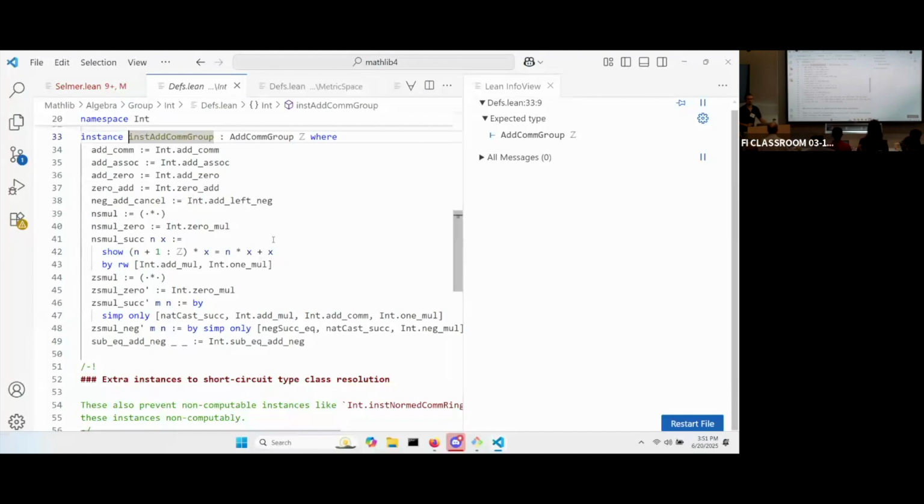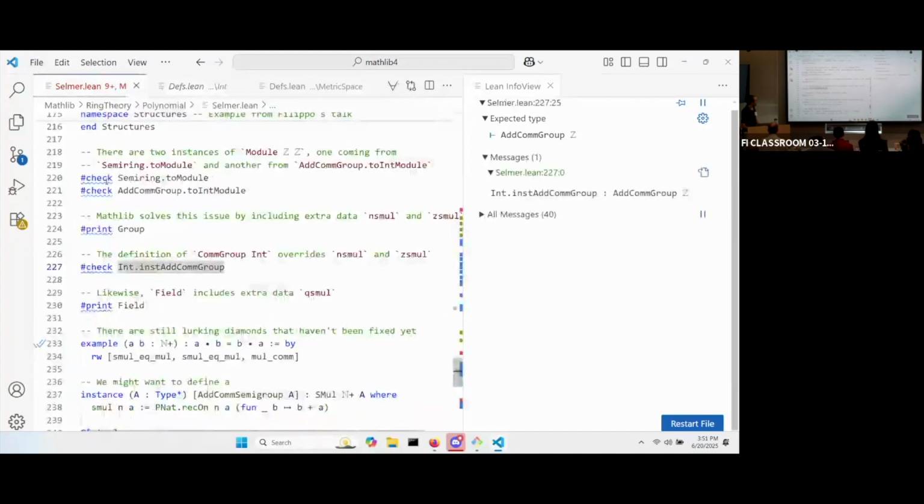So does that mean each time you discover a new diamond, you have to add some extra definition into the instances? Possibly. If it's the sort of diamond that gets solved this way, then yeah. So this is one thing people worry about, the explosion of these extra fields. People worry about this so much that I'm going to show you one other diamond that hasn't been resolved.